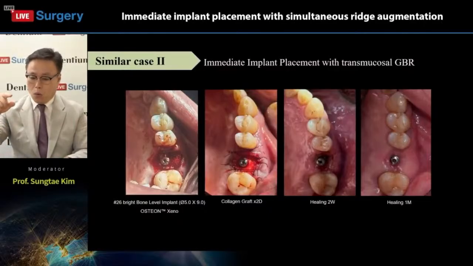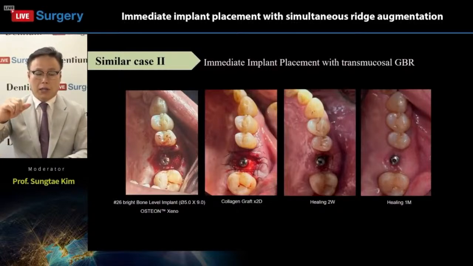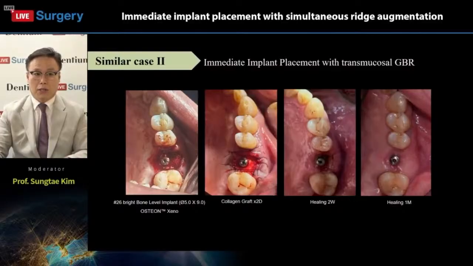We made a hole in the middle of the collagen matrix and connected it with the healing abutment and waited for healing. After 2 weeks, there's beautiful healing, and after 1 month, it's almost healed, beautifully healed. The soft tissue was beautifully healed. So it's very convenient using the collagen X2D for the socket sealing technique, or covering the gap defect after immediate implant placement. So let's go back to the case.